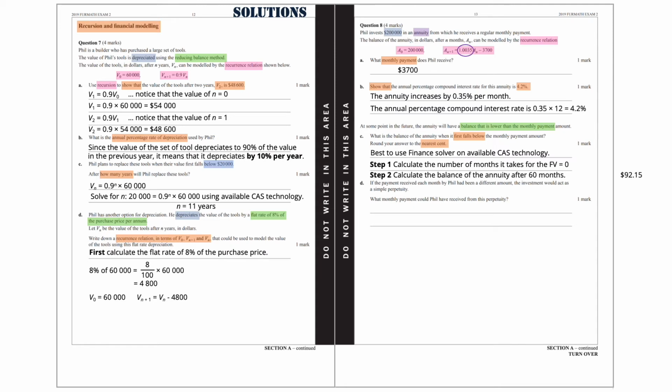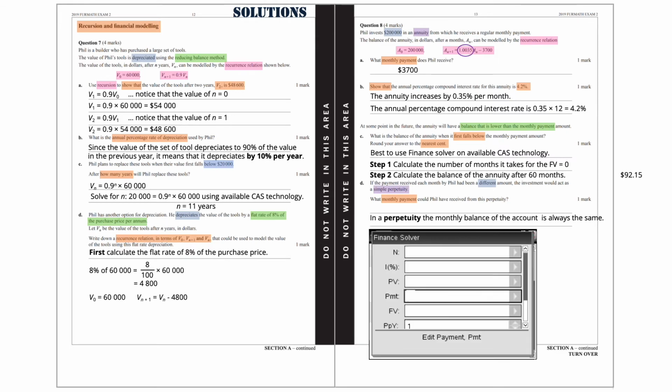Part D. If the payment received each month by Phil had been a different amount, the investment would act as a simple perpetuity. What monthly payment could Phil have received from this perpetuity? Remember that in a perpetuity, the monthly balance of the account is always the same. So we can calculate the payment for 1 month. So the monthly payment for a perpetuity would be $700.